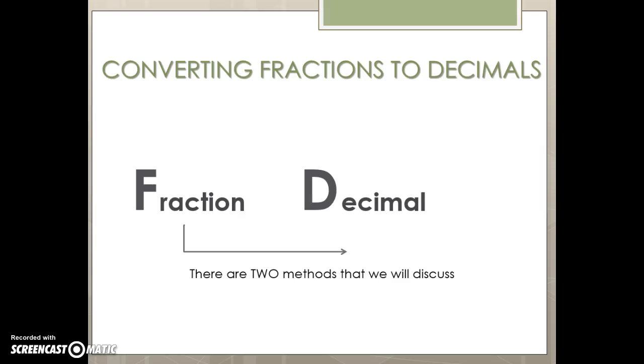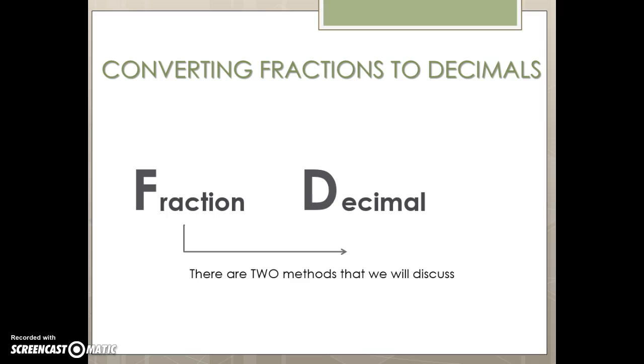Hello everyone. Today we're going to talk about how to convert fractions to decimals. And there are two methods that we're going to discuss today. But before we get into those two methods, let me just give you an example. So I'm talking about the fraction 1/2. You know as a decimal that is 0.5.